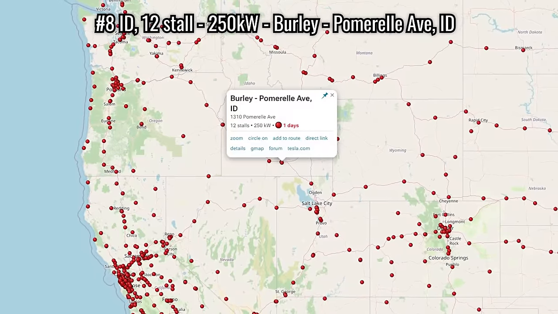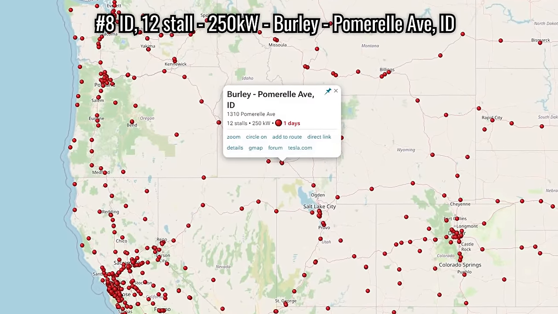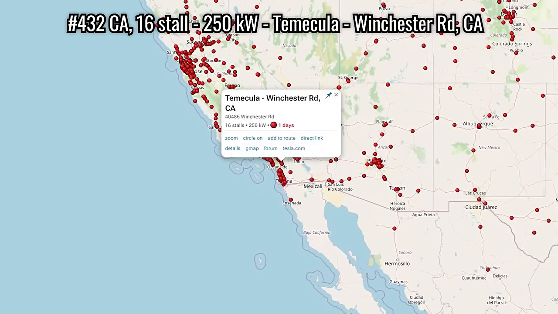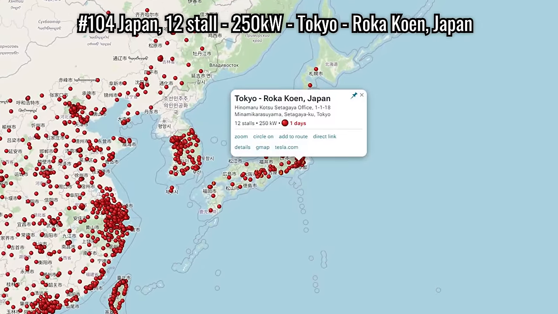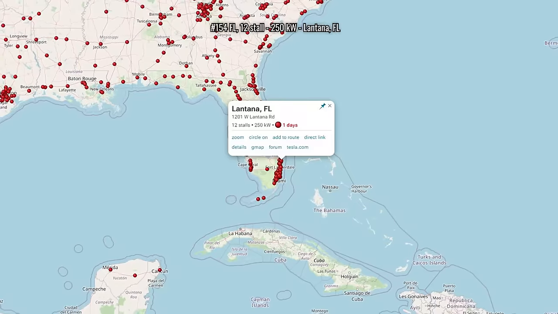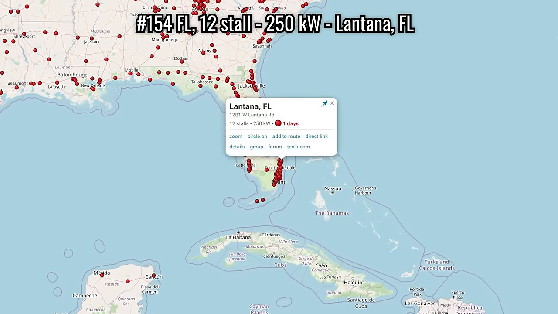Number 8 in Idaho is the 12 stall in Burley, Idaho. We got number 432 in California, the 16 stall in Temecula. Number 104 in Japan is the 12 stall in Tokyo at Rokkakoen, Japan. We got number 154 in Florida, the 12 stall in Lantana, Florida.